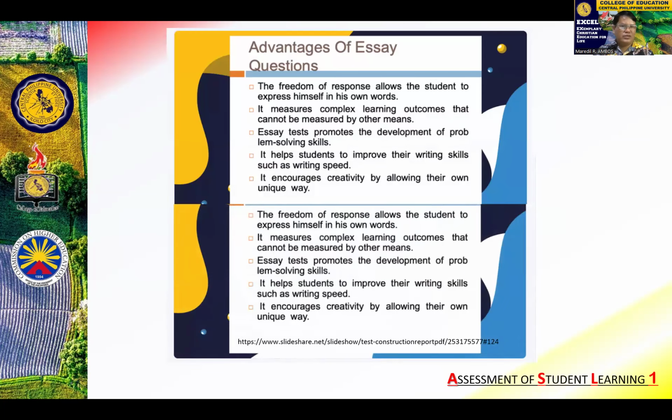For the advantages of essay questions, we have the following. First is the freedom of response, which allows the students to express himself. Then it measures complex learning outcomes that cannot be measured by other means. Essay tests promote the development of problem-solving skills, and it helps students to improve their writing skills, such as writing speed. It encourages creativity by allowing their own unique way.